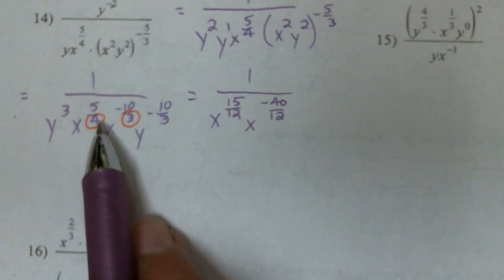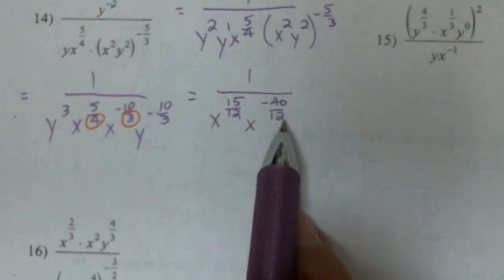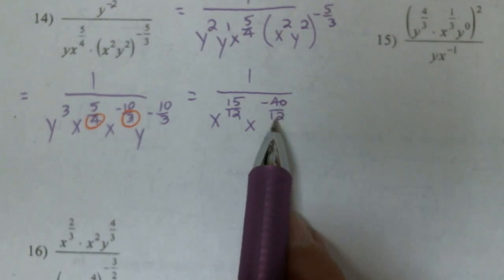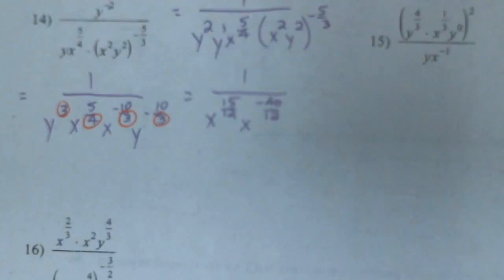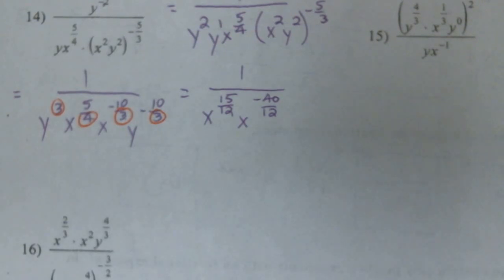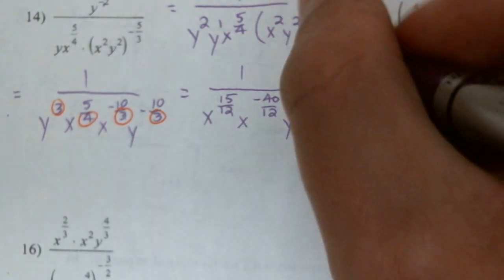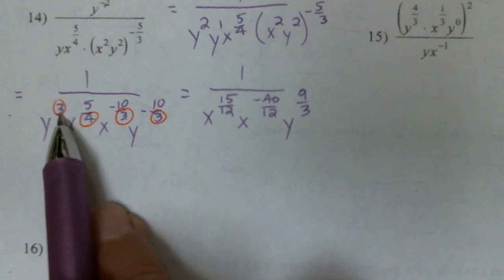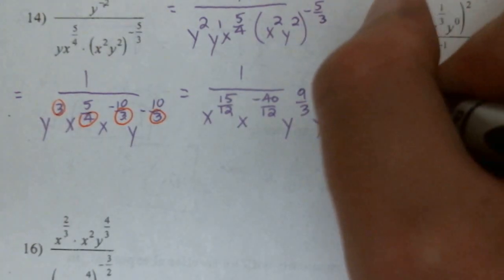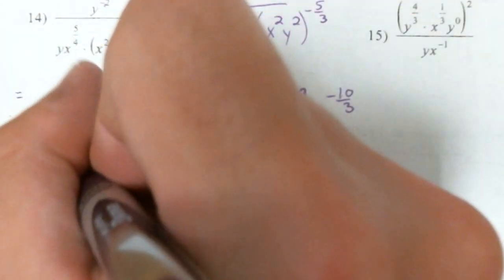On something like this, take just a second. Is 15/12 the same thing as 5/4? Divide the top and bottom by 3. 5/4, yes. Divide the top and the bottom by 4. -10/3, yes. All right, now for my y's, I've got a 3 and then a 3 in the denominator. So my common denominator is 3, which means I need to multiply this guy by 3. So this will be the same thing as y to the 9/3. 9/3 is the same thing as y cubed. And then times the y to the -10/3. Okay. All right, we're getting there.